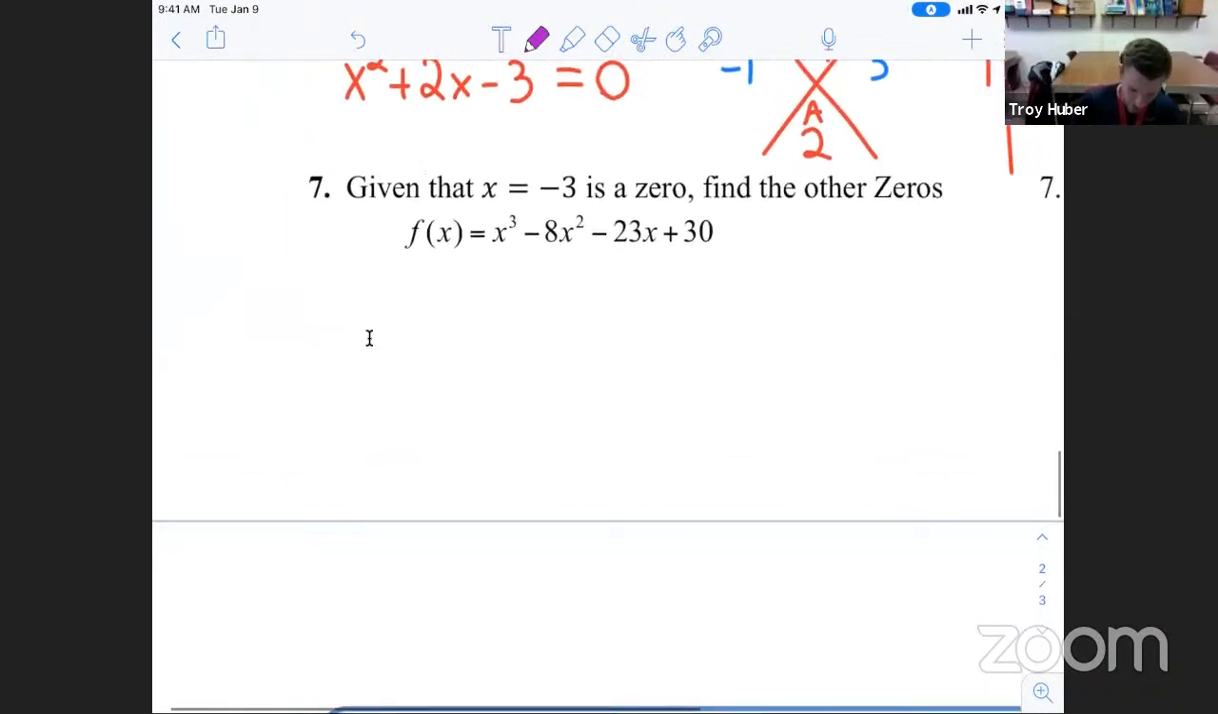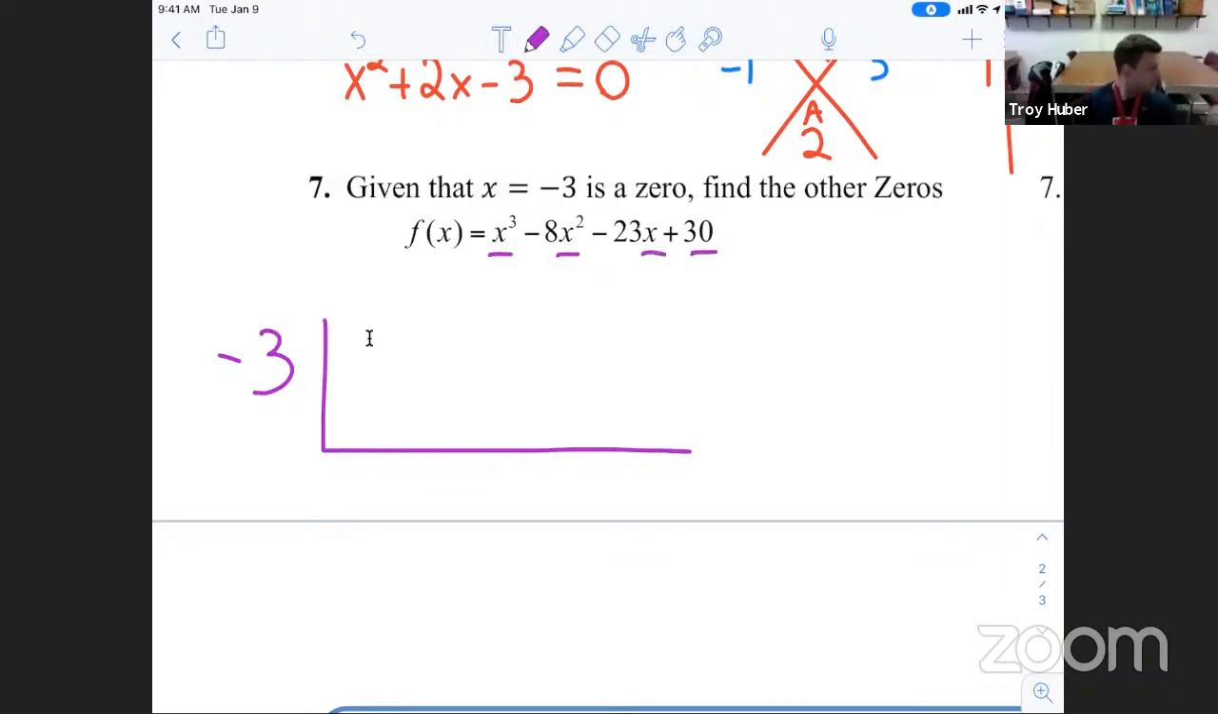All right, let's try another one. -3 on the outside of our synthetic division hut, because x is equal to -3, is a 0. All right, so we should not get a remainder. All right, notice it goes x to the third, x to the second, x, and then a constant. All right, we write the leading coefficients. So we have 1x to the third, -8x squared, -23, and then 30.